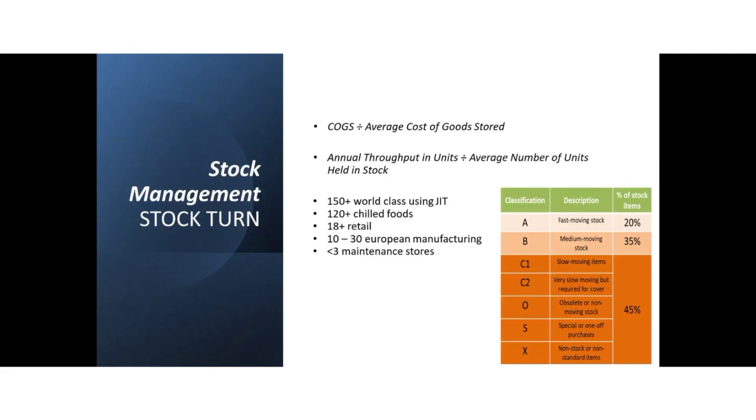A low turn in most operations suggests that stock sits in a warehouse for far too long, implying that the safety stock level has been set too high. Here are some typical examples of stock turns within different company sectors. We see world-class companies using just-in-time techniques at 150 and more, then chilled foods, retail, manufacturing, and maintenance stores. The higher the figure, the better the company is performing in terms of inventory management. Maintenance stores will always have low stock turns through having to hold stock in case of breakdown. We're going to talk about inventory management in a lot more detail later in the course.